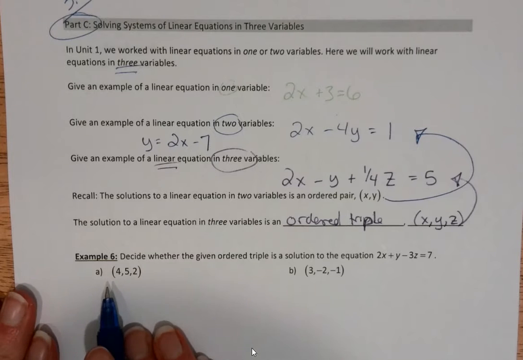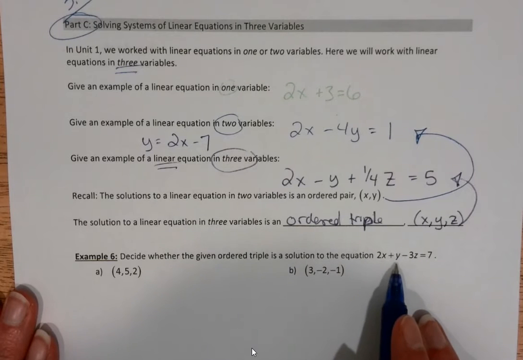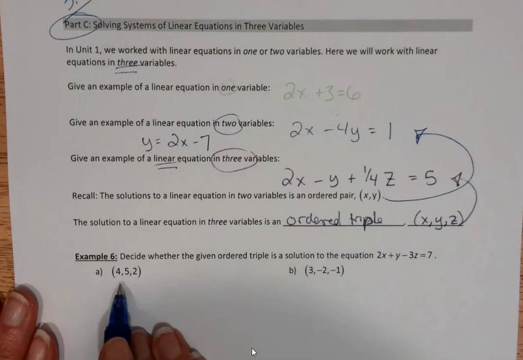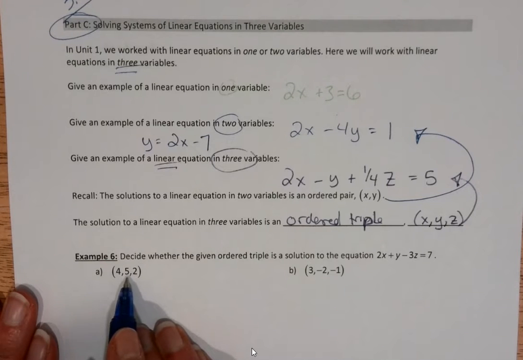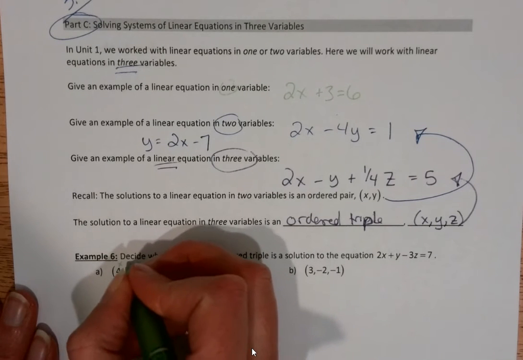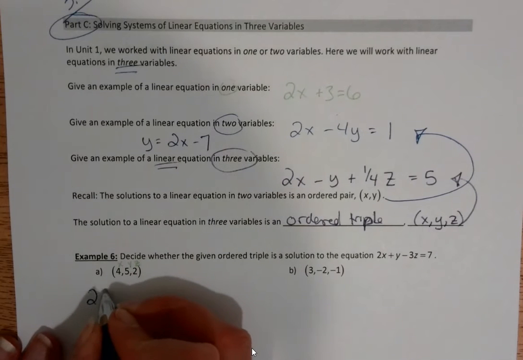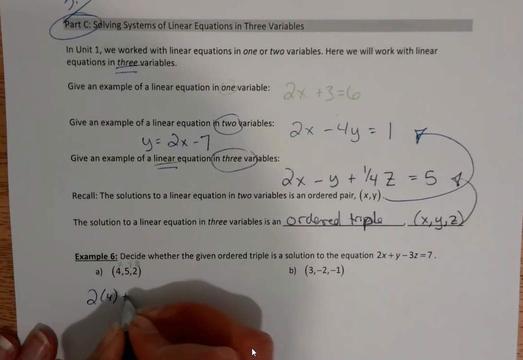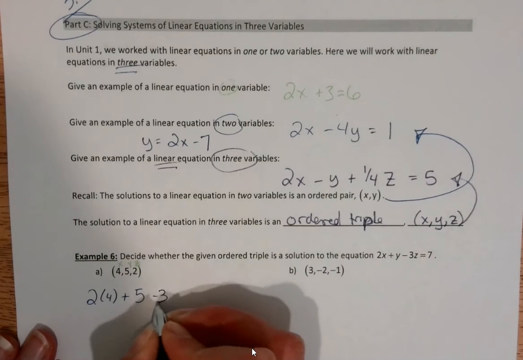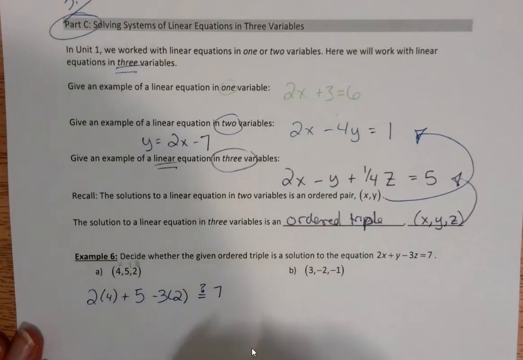In example 6, I want to decide whether the given ordered triple is a solution to the equation 2x plus y minus 3z equals 7. So in an ordered pair, we assume that the first value is x, the second value is y, and in an ordered triple, the third value will be z. So we have our x, our y, and our z. So I'm going to plug these into my equation. That gives us 2x, so 2 times 4, plus y, which is 5, minus 3 times z, which is 2. I want to know, is this equal to 7?